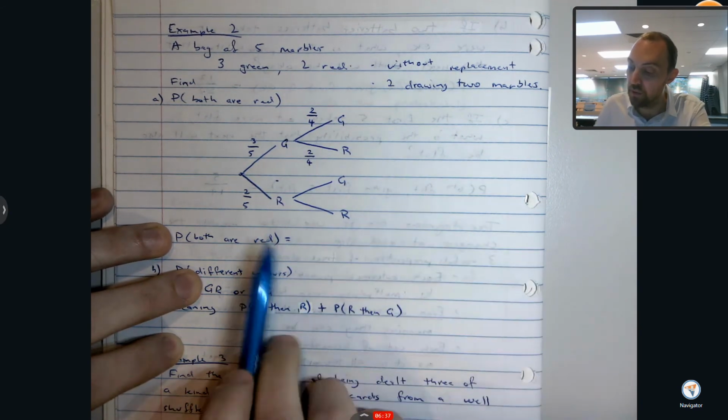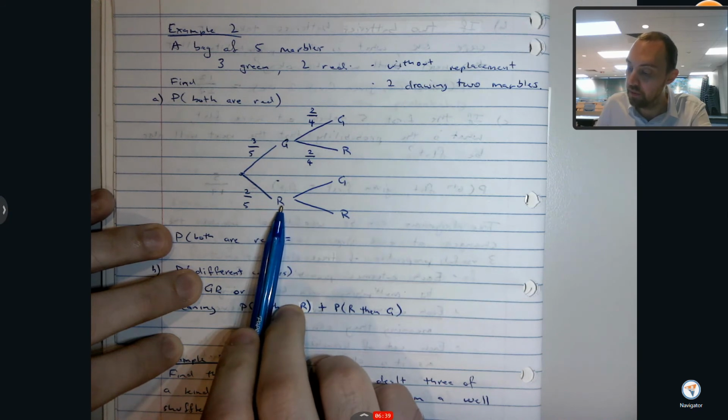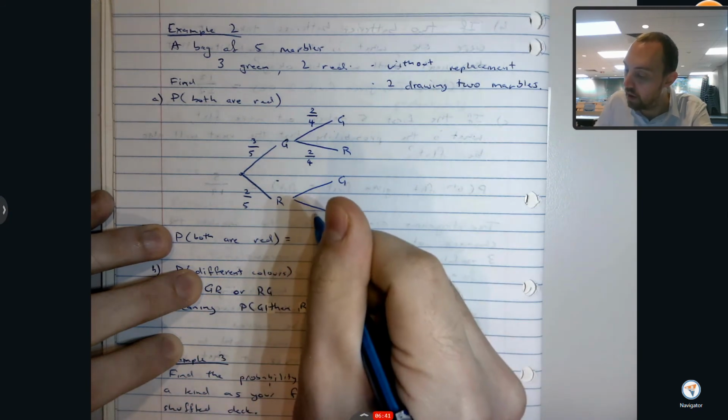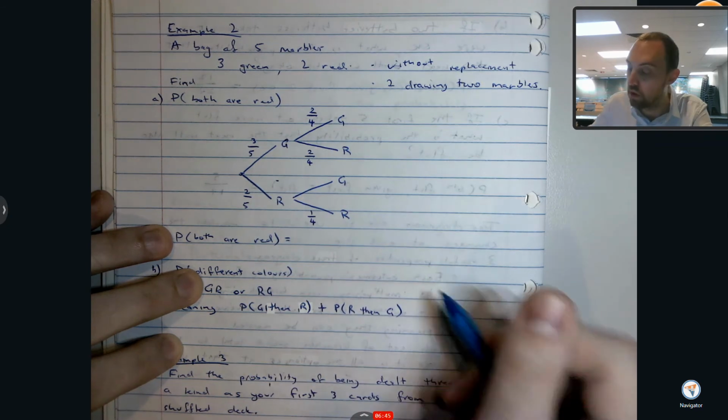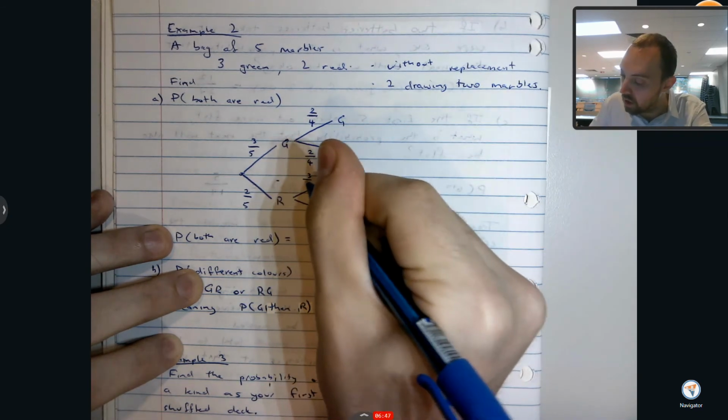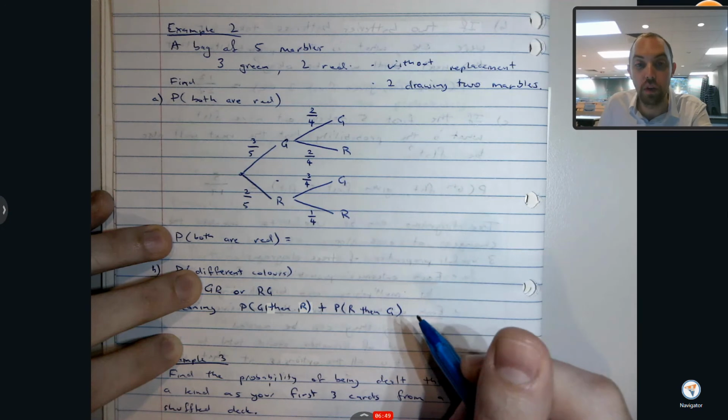Go for the other branch. If we take out a red marble, then we're going to have 1 less. We're going to have 1 out of 4 red marbles, but the green hasn't changed. 3 out of 4.